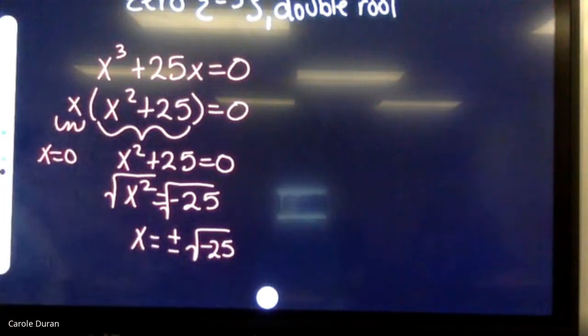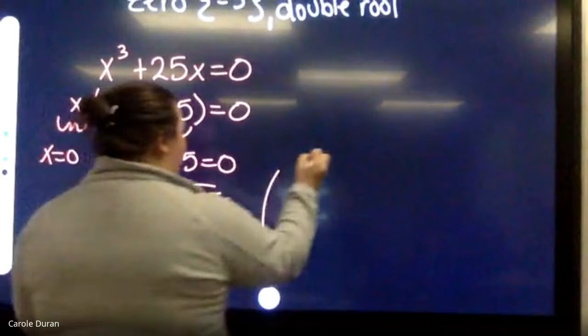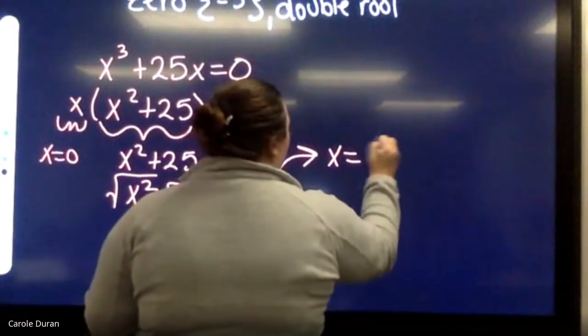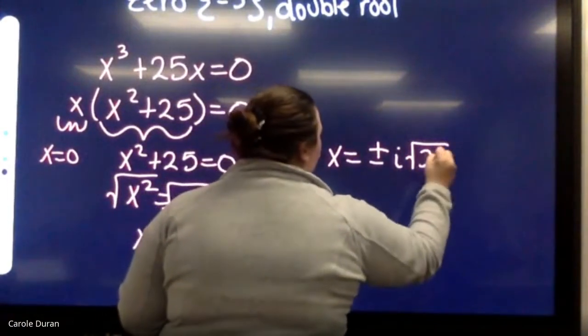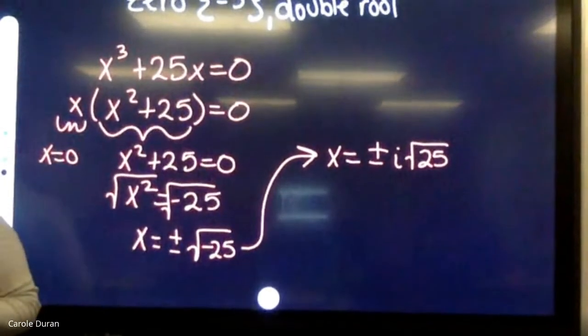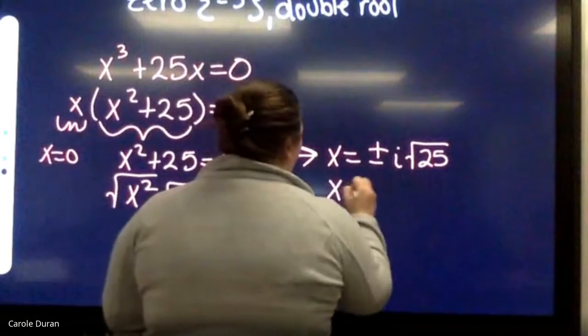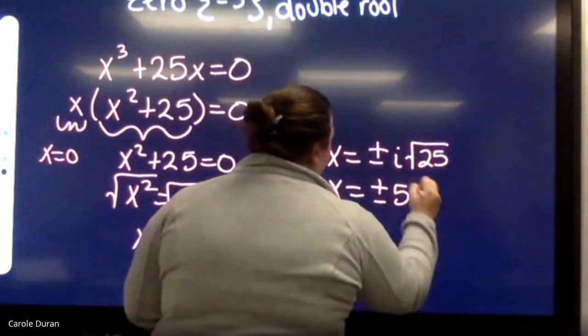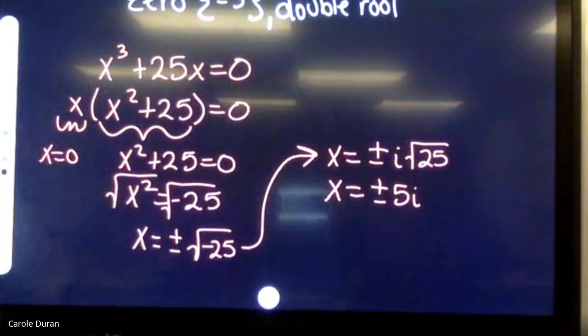Uh-oh. I put the i out front. I'm so glad you guys know that. Okay. So I get x equals plus or minus i times the square root of 25. Then what's the square root of 25? 5. So I get x equals plus or minus 5i.